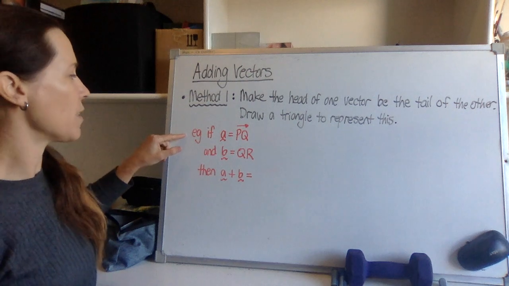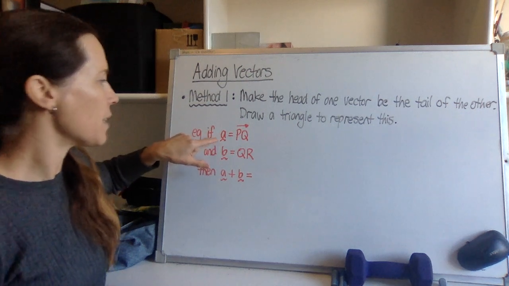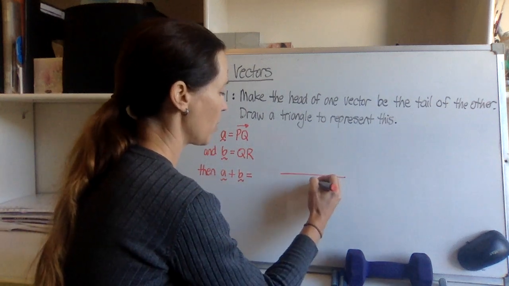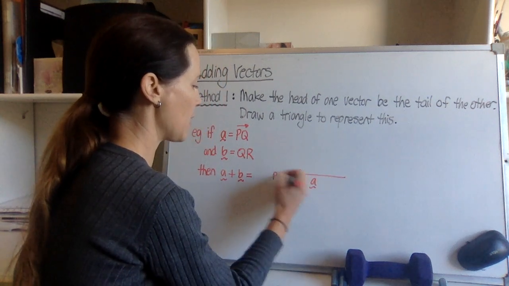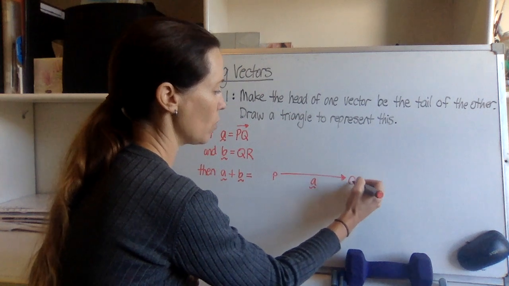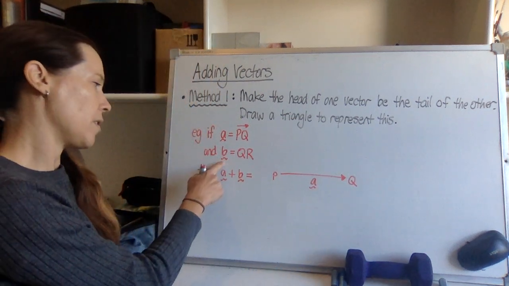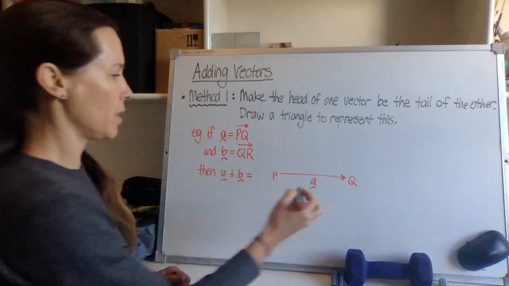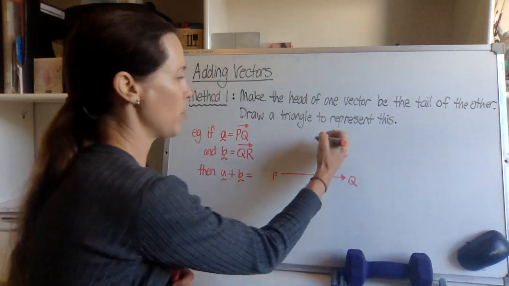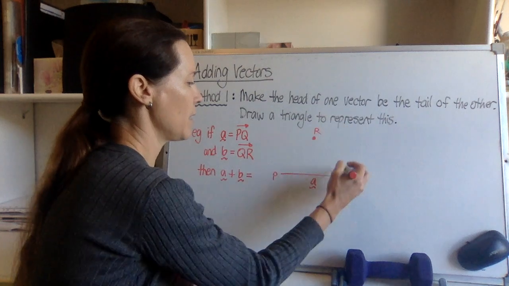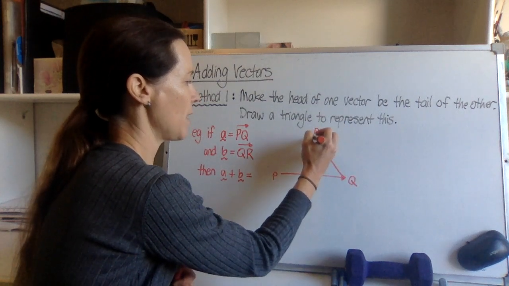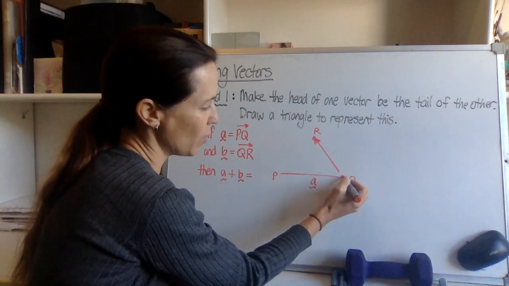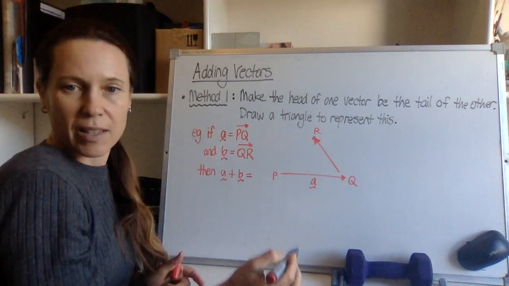So I've got an example here to do. If the vector A is equal to the directed interval PQ, now let's just draw that. So we've got A here, and it's going from P to Q, and the vector B equals the directed interval QR, in other words, going from Q to some other point R. Let's just draw R up here, and so it's going from there to there, and the arrow is going this way.